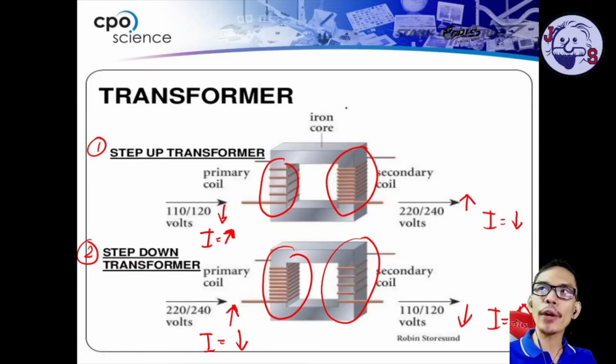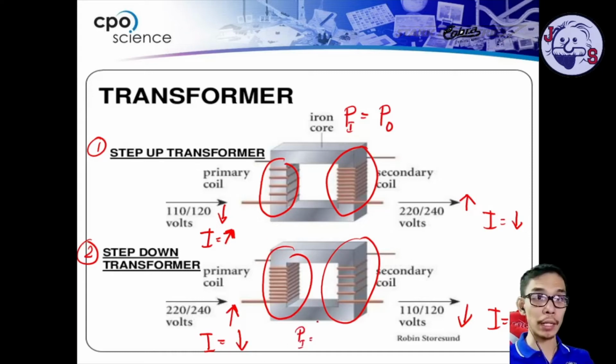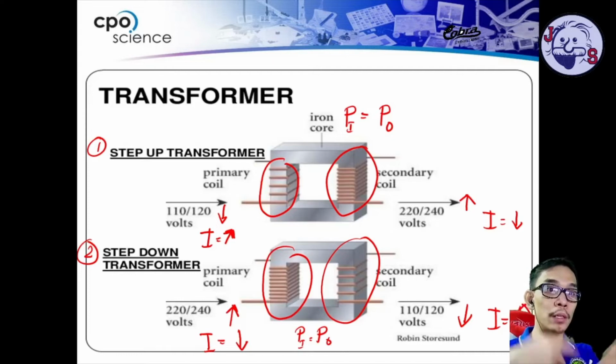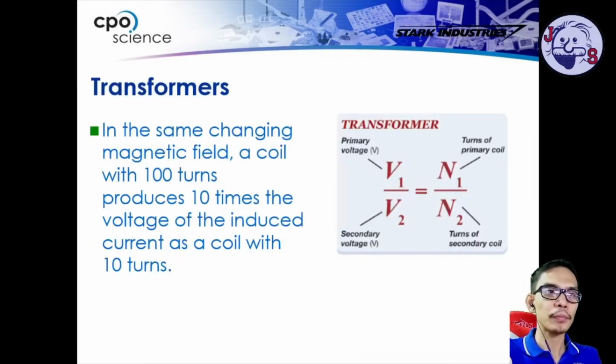Now, but the power on both transformers are equal. From the primary coil, input and output power should be equal, as what we stated a while ago. Alright? Only the current and the voltage will vary, but the power stays the same. Alright, in an ideal transformer.